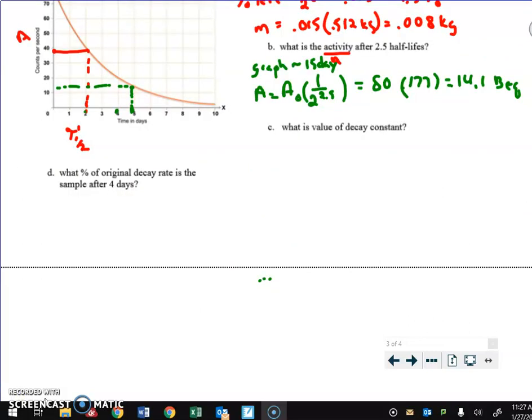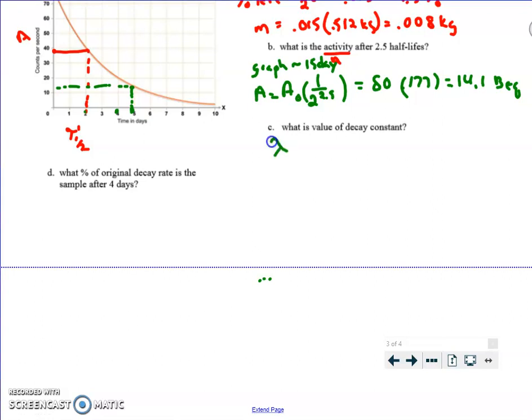Okay, so just a reminder, we can relate decay constant to the half-life. So that's going to be the natural log of 2 over the half-life. And so you put in numbers. It's 0.35, and you can make sure you get the right units. It's per second. And then what percent is left after 4 days? That's pretty much the same as part C. So the percent is going to be 1 over 2 squared, because 4 days is 2 half-lives. So that's simply 1/4 or 25%.